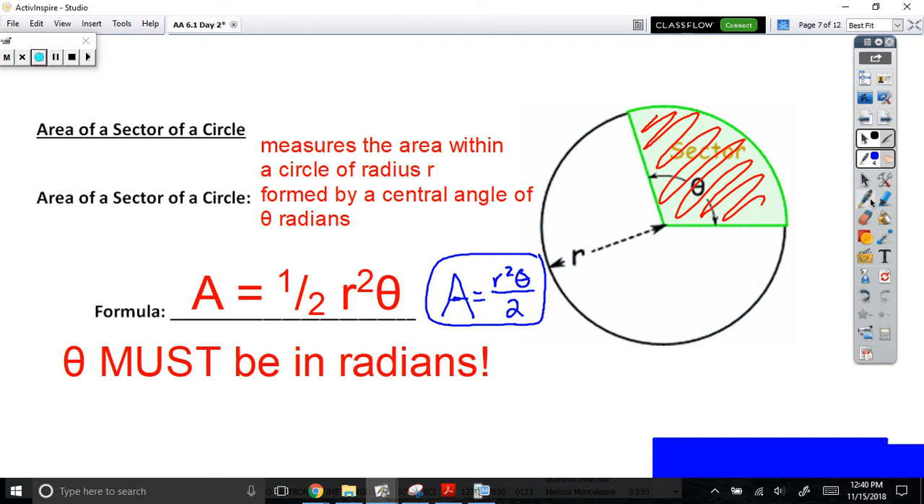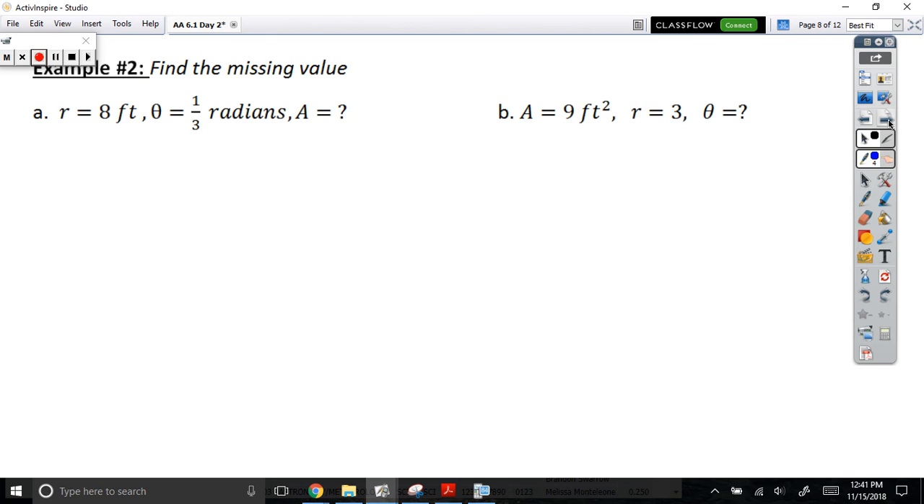This one will be a little bit harder if we have to solve for r or for theta. You'll just have to do a couple more steps to solve using your inverse operations. All right. Radius is 8. Theta is 1/3 radians. So radians, we're good. Find A. So area equals, do you like the 1/2 or do you like the all over 2? All over 2? Okay. On your formula sheet, just so you know, it'll have the 1/2, so you'll just have to fix it.